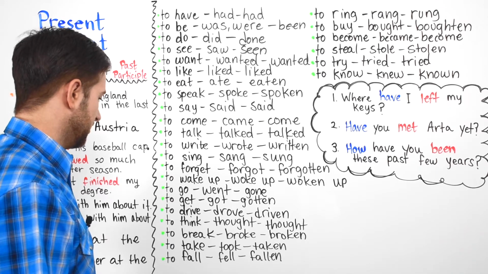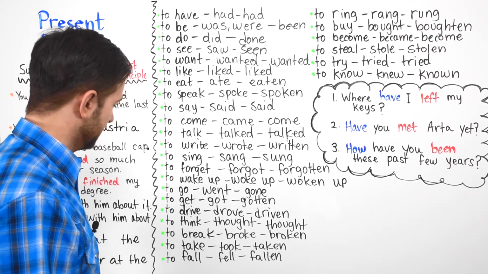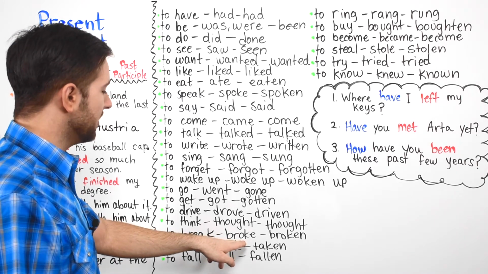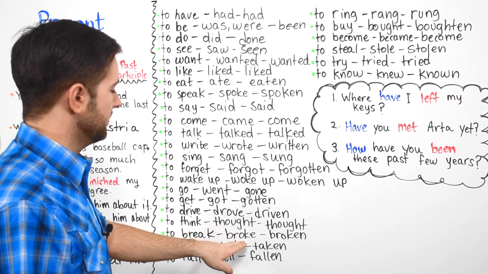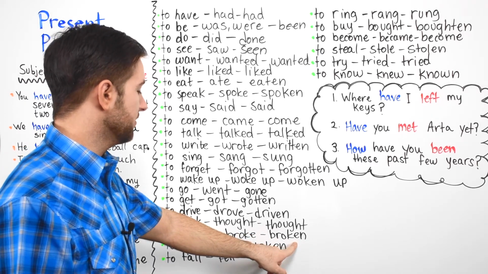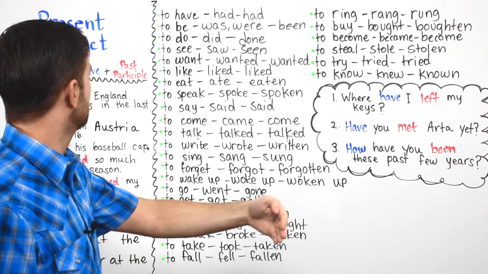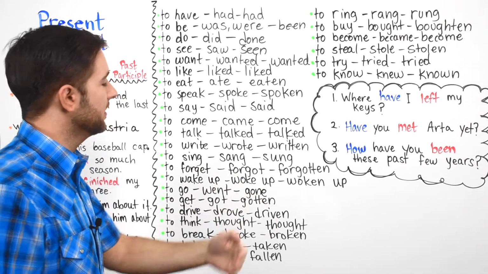To think, thought, thought. To break, broke, broken. So for example, I broke my arm, okay? And then you can say, he has broken his arm more than once. So we're talking about repetition, okay? Things that happen over and over again.